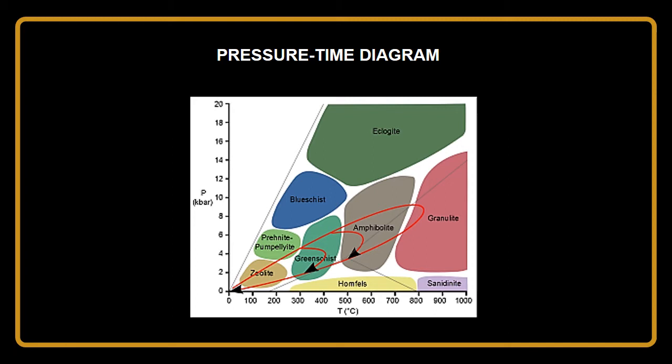So, we have here at the highest temperature and highest pressure, we have the eclogite. So, meron din dito naman sa medyo mataas na pressure pero napakataas na temperature, we have the granulite. So, yan yung example. Meron ding lower pressure pero mataas yung temperature. We have the sanidinite. Yan yung examples.